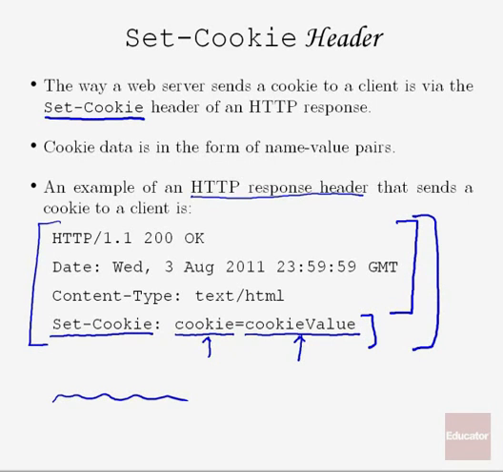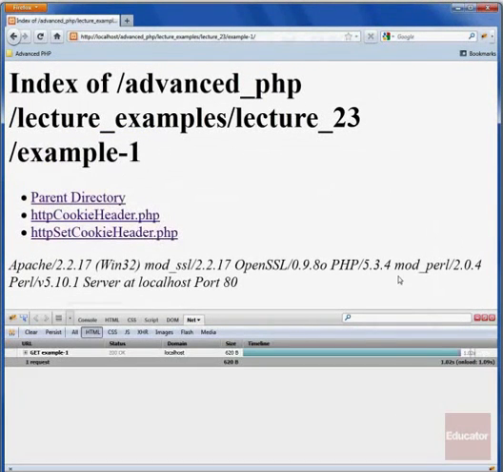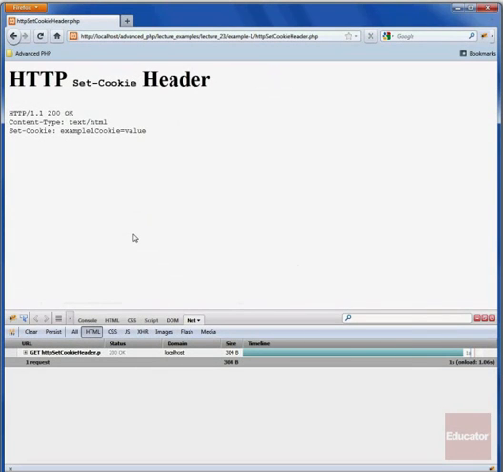So if we take a look at an example, I'm going to have Firebug open and select the Net tab so that we can see the HTTP header information going on. If we click on the script HTTP setCookieHeader.php, this is a script that, when you go to it, creates a cookie and sends it back to the client. We'll talk more about how to do that in a few slides, but for now, that's what's going on behind the scenes.